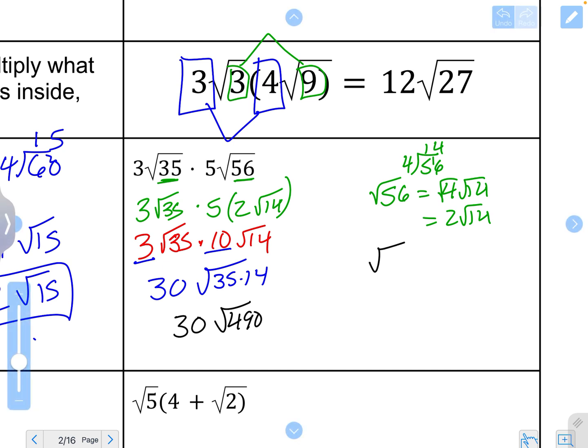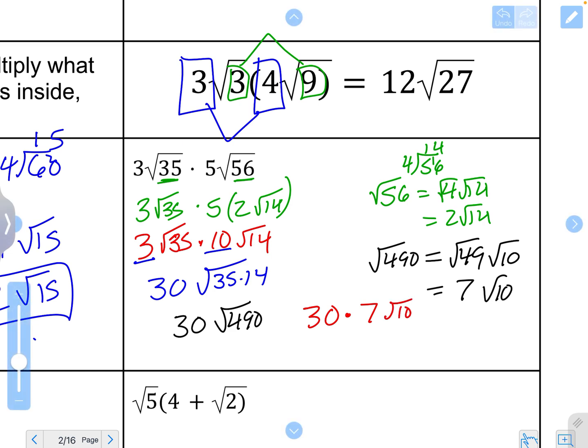So now we need to break down the square root of 490. So as soon as I see the 490, I know I can divide it by 49, which I know is a perfect square, and I'm going to be left with 10. So we get the square root of 49 is 7. 10, I cannot divide any further. And so now I'm going to rewrite my problem as 30 times 7 square root of 10. So I need to do the 30 times 7, which is 210 square root of 10.